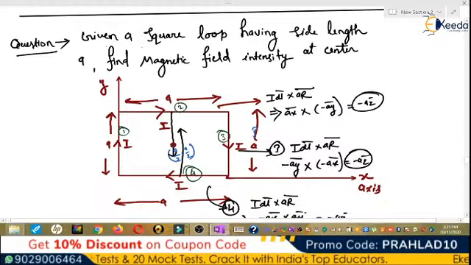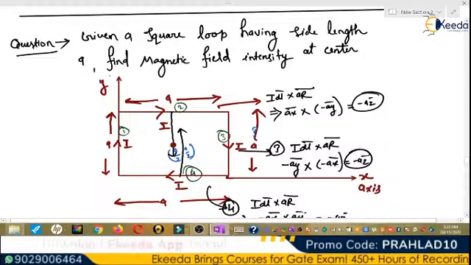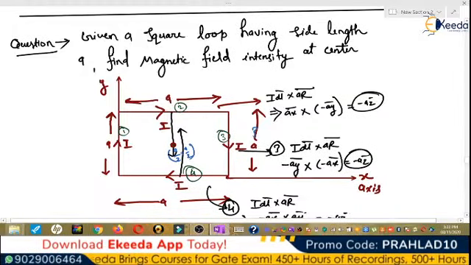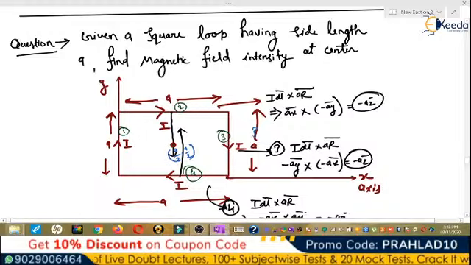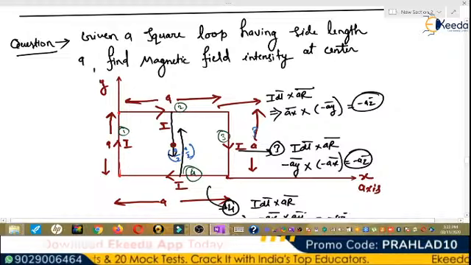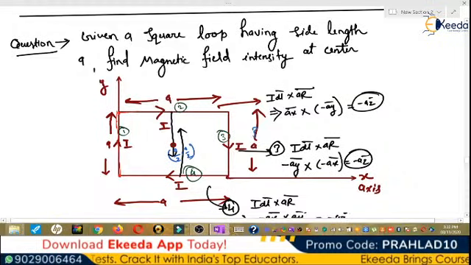Now next question is, given a square loop having side length of A, find the magnetic field intensity at center. So this is the square loop in which current I is flowing in the clockwise direction. So this is the case where the magnetic field intensity will be 4 times of the previous one, because this is the finite length current carrying element which is from this point to this point, and this is again a finite length current carrying element.